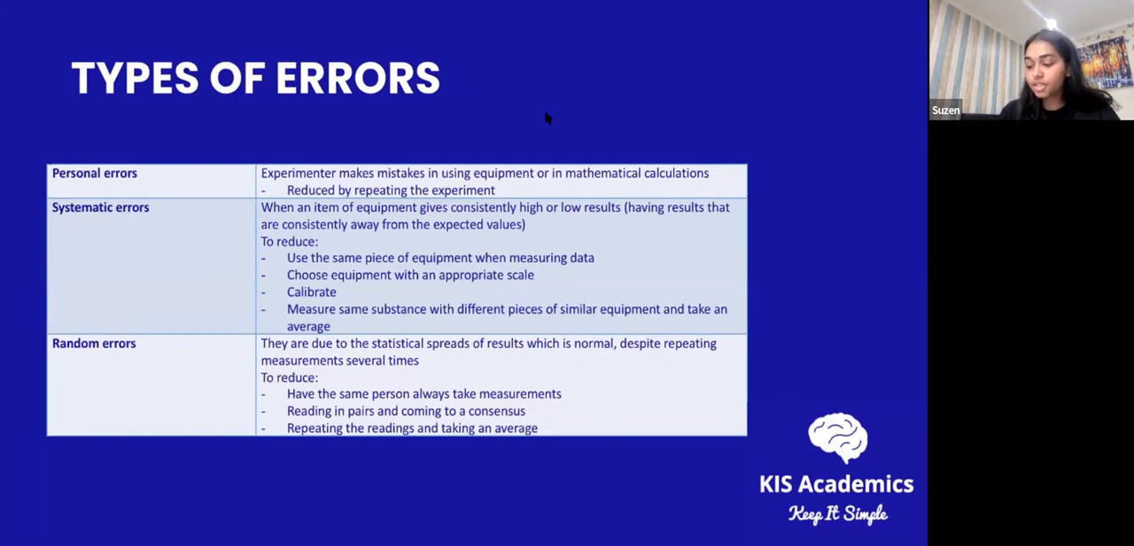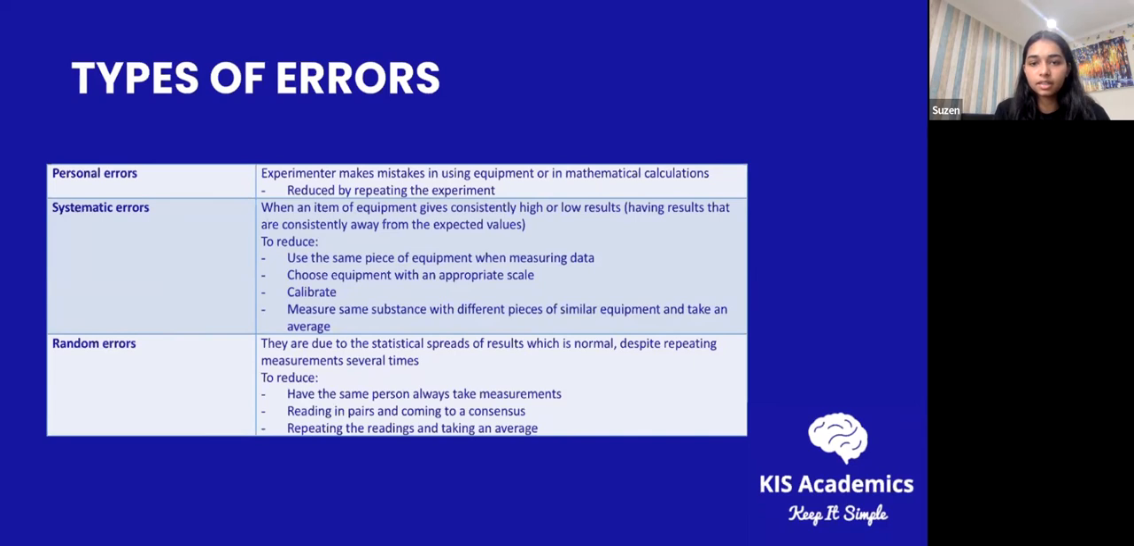So personal errors are like when the experimenter is making mistakes in mathematical calculations and things like that. They are reduced by repeating an experiment, so personal errors are really easily minimized. Then you also have systematic errors, where you have issues with the experimental design itself.